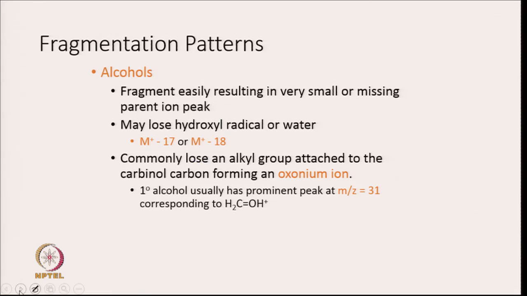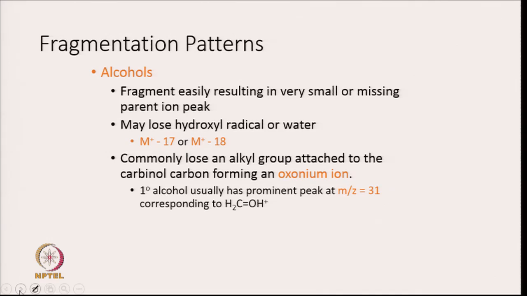Now, if you go to alcohols, fragments can easily result in a very small or missing parent ion peak. You may not see the parent ion peak, or only a very small one. You can get M plus minus 17 because of loss of a hydroxyl radical, or you can see an M plus minus 18 peak, which is because of loss of H2O.